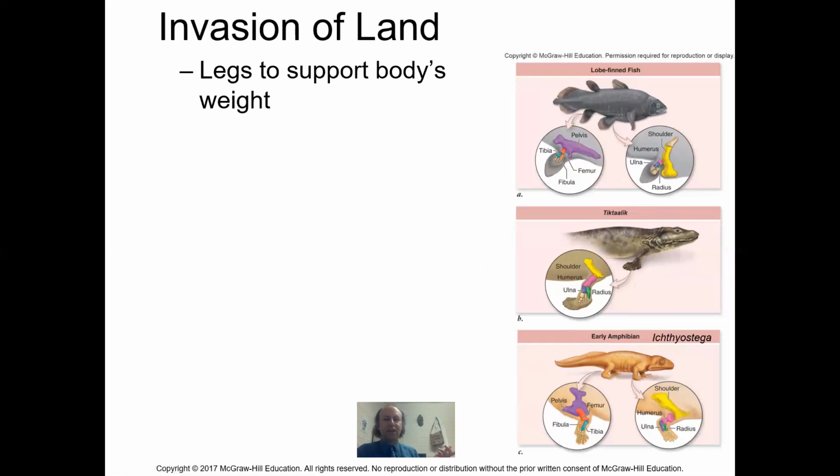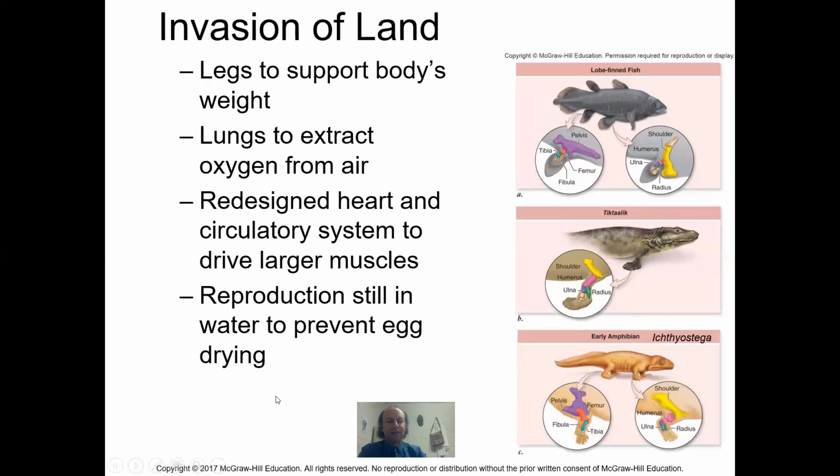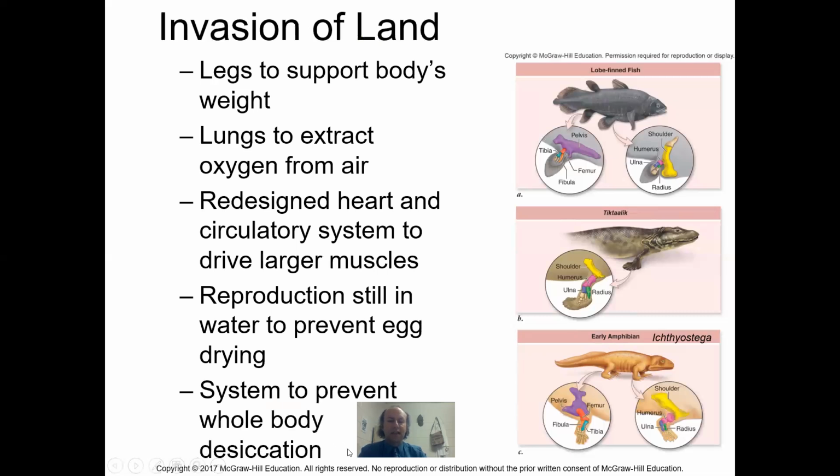So you need to invade the land. Legs, first of all, legs to support the body weight. So these sort of fish do not have legs, but if you see the constitution of those things, they are like potential legs. You need lungs to extract oxygen from the air. You need to redesign all the heart, all the circulatory system, so you can have more muscles. Now, to maintain all the limbs and the movement, it is going to take a lot of energy. For the fish, they do not have too many muscles because the water helps, no? But here on the land, not really. And the reproduction has to be still in water, to prevent the egg from drying. And all the body has to have a specific system to prevent desiccation.